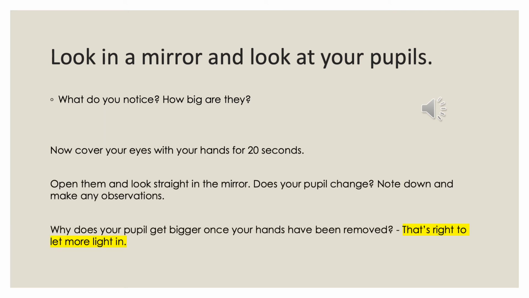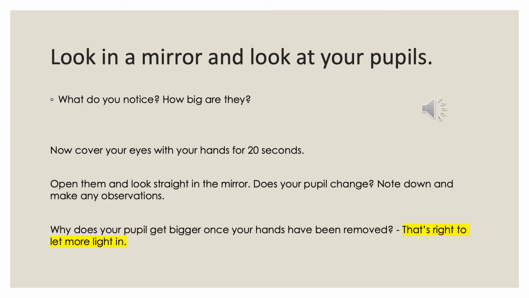So this bit is just a bit of a practical look at how your pupils work, following on from the video. Before you do anything, you need to be in front of a mirror or have a hand mirror in front of you, and just have a look at your pupils, the black dot in your eye. Have a look. What do you notice about the size? Are they big, small? What are you thinking at this point?